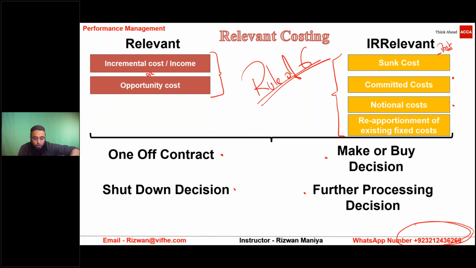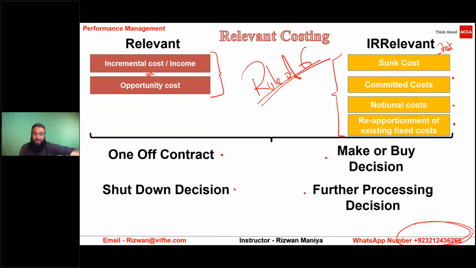Notional depreciation, artificial cost. It's not a genuine cost. It's an estimated one. Any notional, imaginary cost is irrelevant. That is not a cash flow, to be honest. Okay? The notional depreciation is irrelevant.